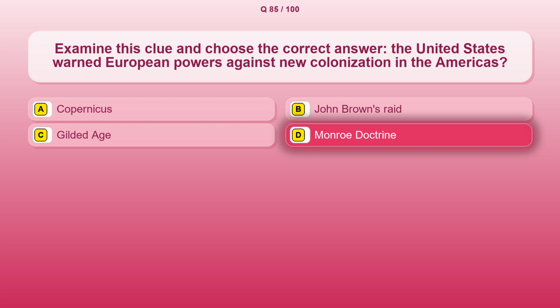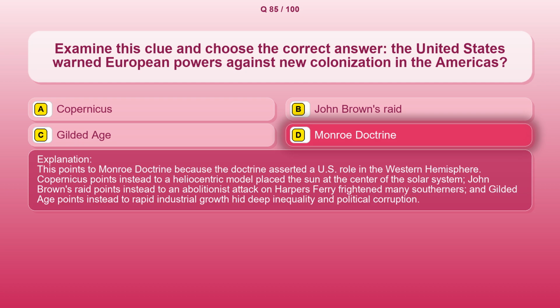The correct answer is Option D, Monroe Doctrine. This points to Monroe Doctrine because the doctrine asserted a U.S. role in the Western Hemisphere. Copernicus points instead to a heliocentric model placed the Sun at the center of the solar system. John Brown's Raid points instead to an abolitionist attack on Harper's Ferry frightened many Southerners, and Gilded Age points instead to rapid industrial growth had deep inequality and political corruption.